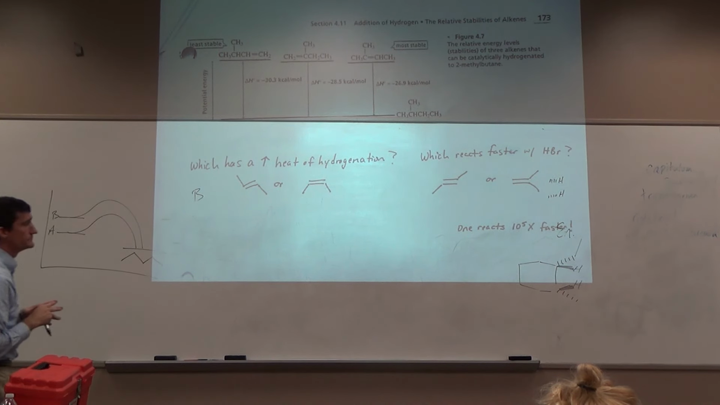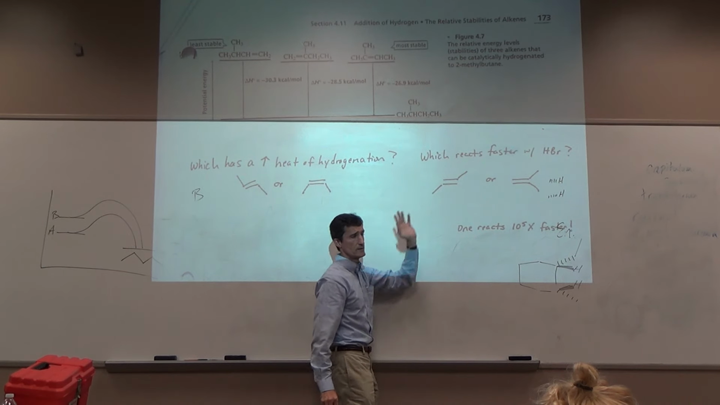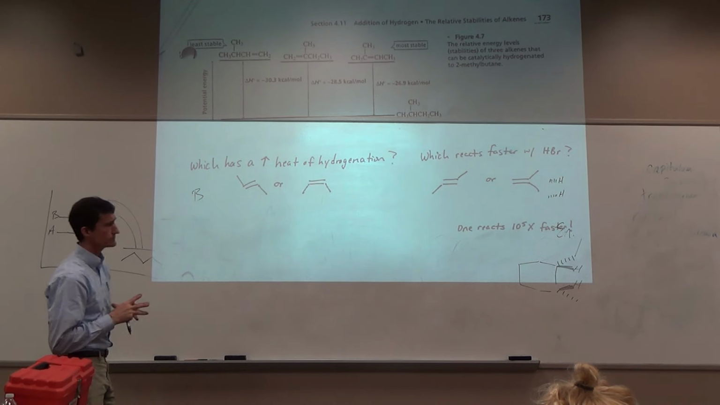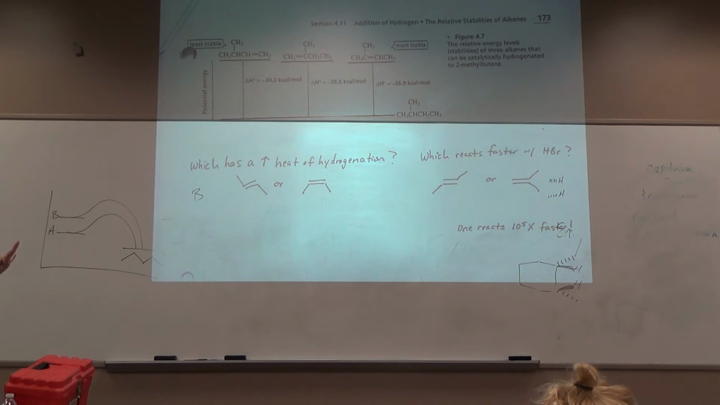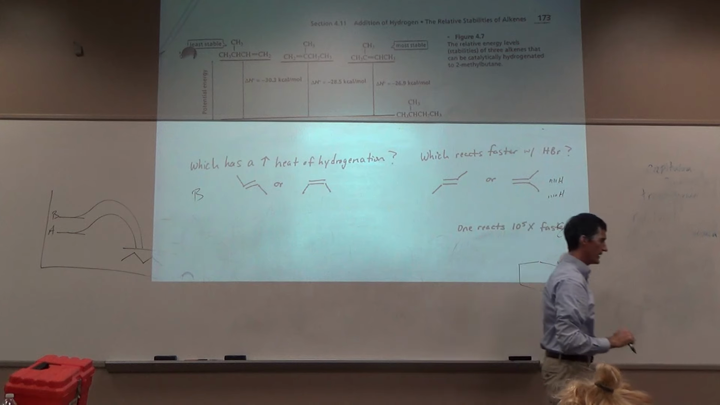You measure a rate. Because over here, when this reacts, what type of cation does it form? Either way, secondary. The problem is that you're not starting at the same spot. Almost, but not quite.